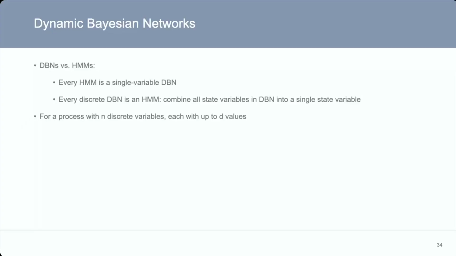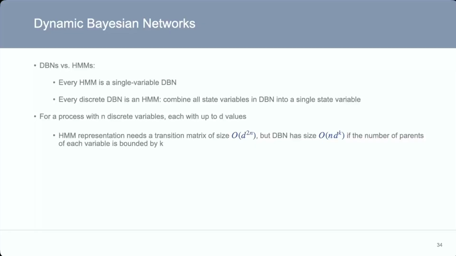For a process with n discrete variables, where each variable can have up to d values, the HMM representation needs a transition matrix of size order of d raised to power 2n, and a DBN requires a transition matrix of size order of n d raised to power k.